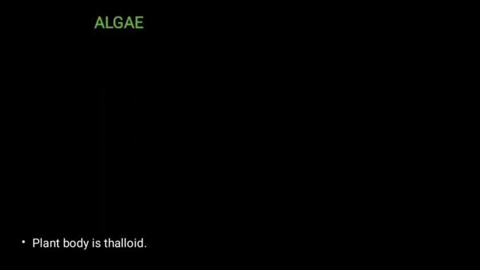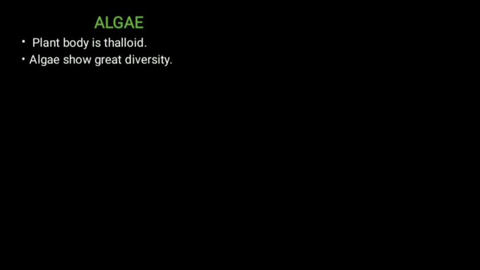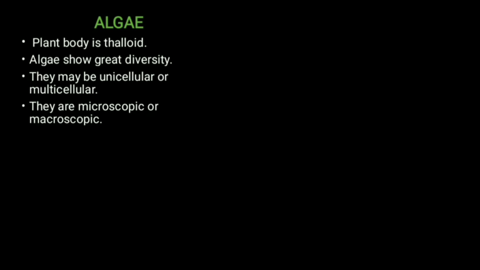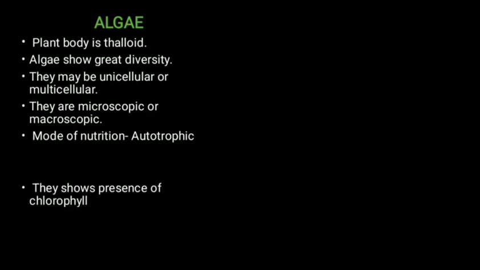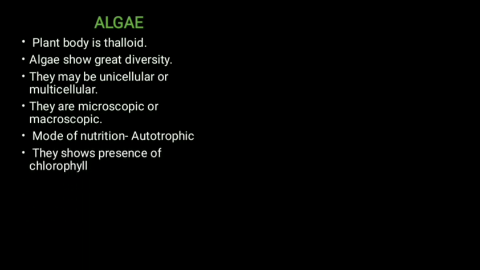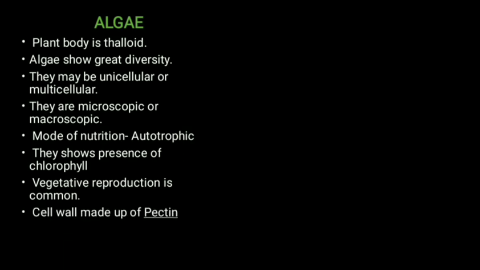So in algae, plant body is thalloid again, as I have told you already. Algae show great diversity. You know that, and you can find them everywhere. Then they may be unicellular or multicellular. Unicellular means what? Single cell, and multicellular means many cells. Then they are microscopic or macroscopic. Mode of nutrition is autotrophic here. And they show presence of chlorophyll. As they show the presence of chlorophyll, hence the mode of nutrition is autotrophic, children. Next, vegetative reproduction is common. And cell wall is made up of pectin.